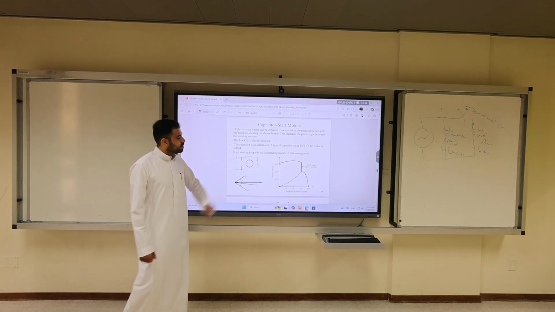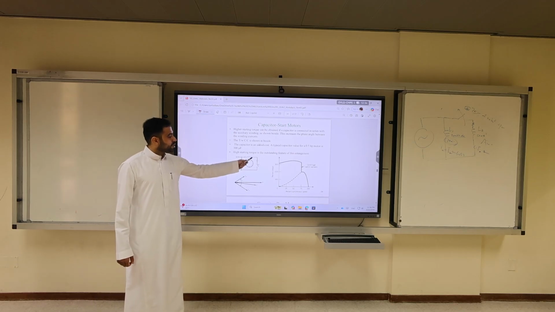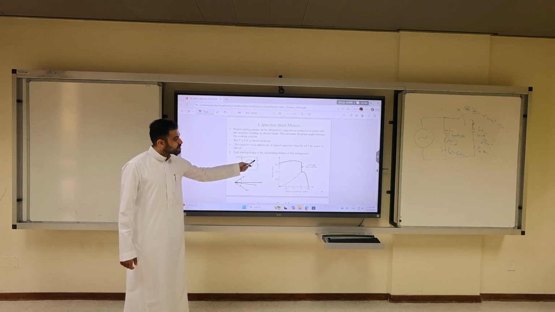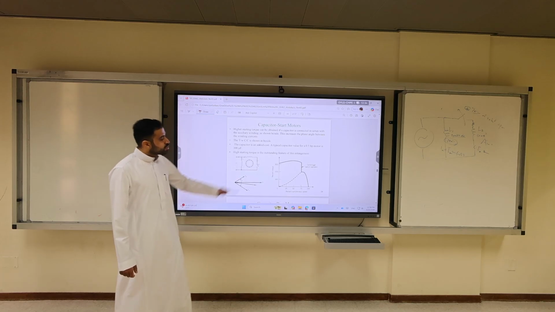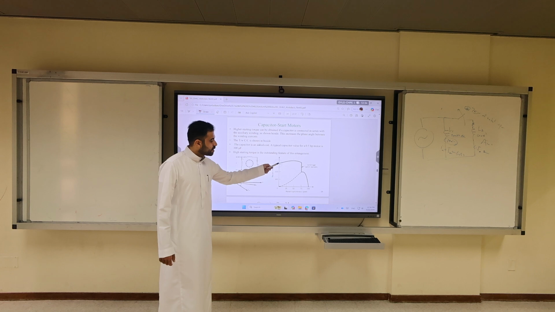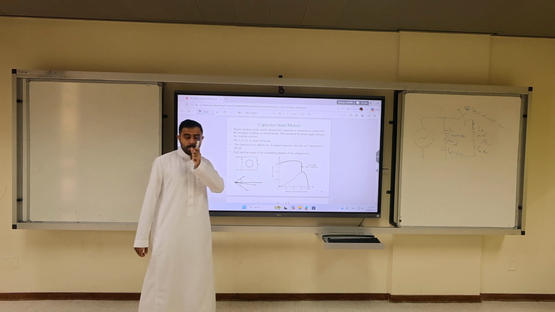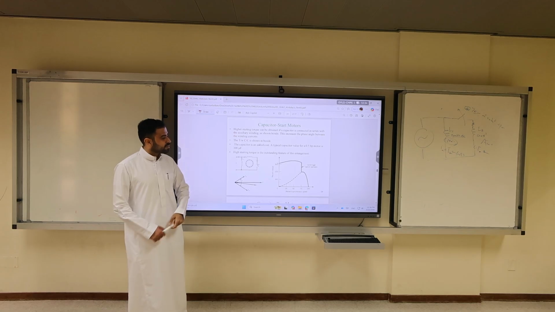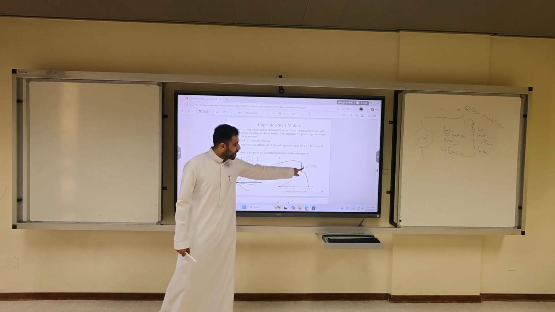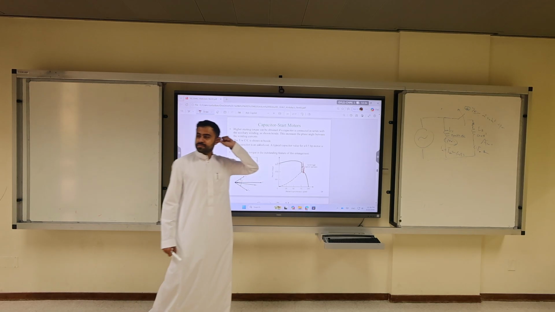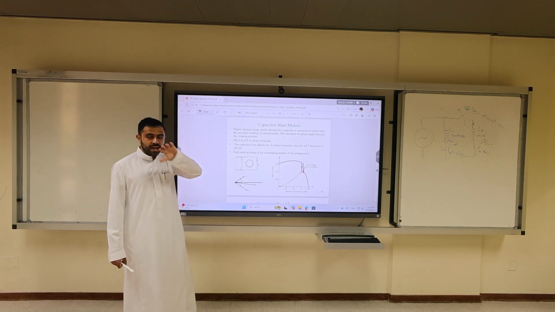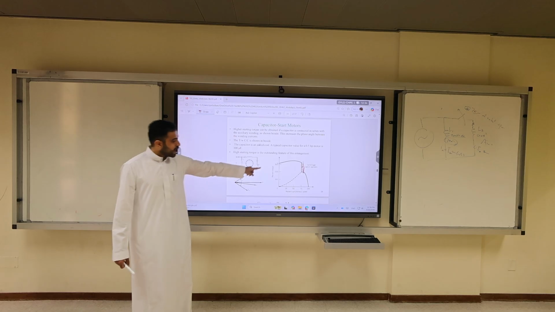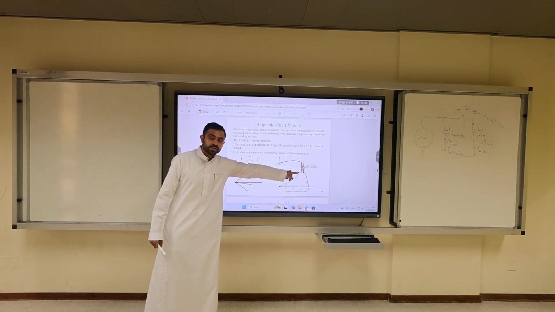You add a capacitor. So you can add resistor, you can add capacitor. If you add a capacitor, what is the advantage? Your starting torque is higher. But what's the issue? The issue is you're still having a higher drop. Nothing is perfect. You have to choose one. You want high starting torque and you're going to suffer here.